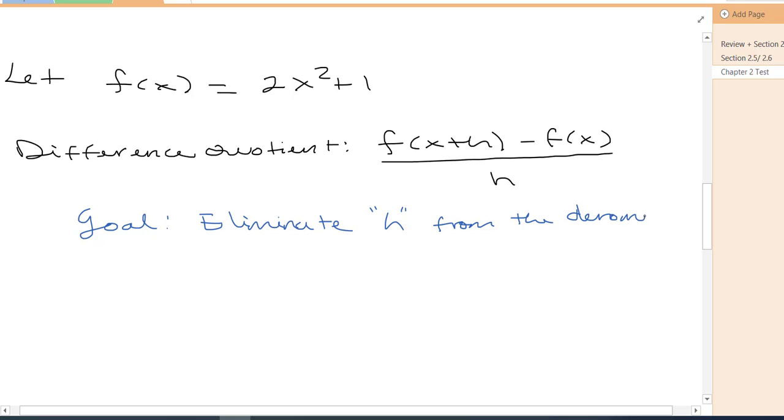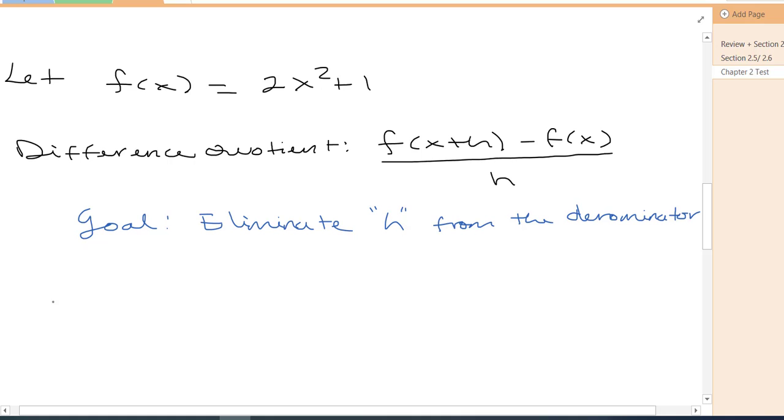So that is the goal when simplifying the difference quotient. I know that in some of the homeworks you had the square root, some of the radicals, and the radicals were in the numerator, but the goal for the difference quotient is to get rid of the h in the denominator. So it's okay to have radicals in the denominator because the goal here is to get rid of the h.